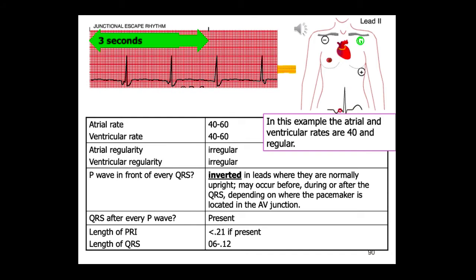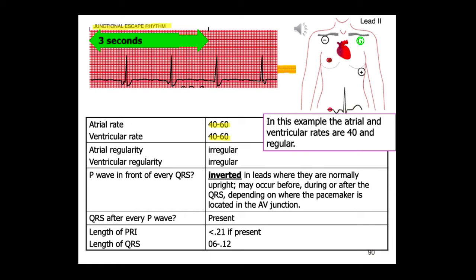This EKG strip is showing a junctional escape rhythm or junctional rhythm. The rate of the AV node or AV junction is 40 to 60, and it is our backup pacemaker in our heart. In this particular strip, we are looking at a ventricular and atrial rate of 40 and regular. The picture to the right illustrates what is occurring here. The electricity is going from the AV node up to the atria where the atria contract, and then down into the ventricles where they contract.